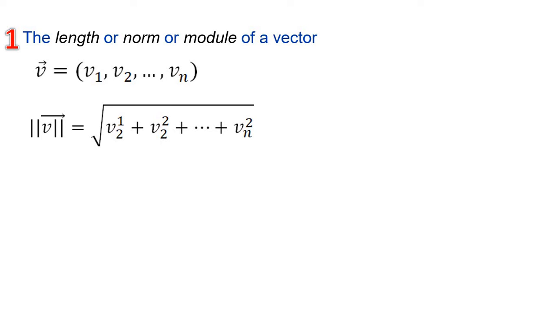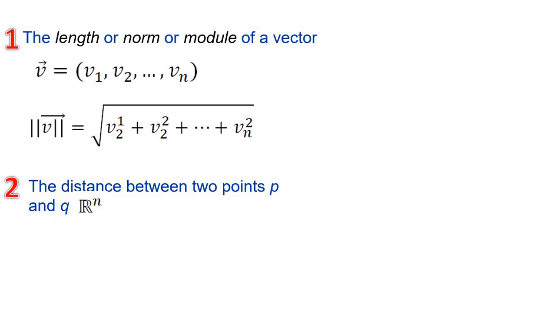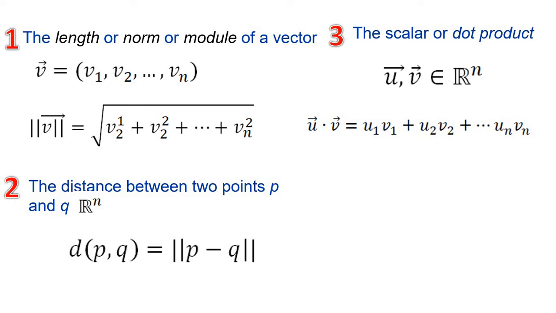Now this double bar, don't get confused about what it is. We are trying to just mention the length or the norm. Now the second one, the distance between 2 points P and Q in the plane Rn in the module is the module of the difference, that is this one. So just a quick brush up. The third one, the scalar or dot product of two vectors, which is written in this way, equals u1 v1, u2 v2, and it goes up to un vn.